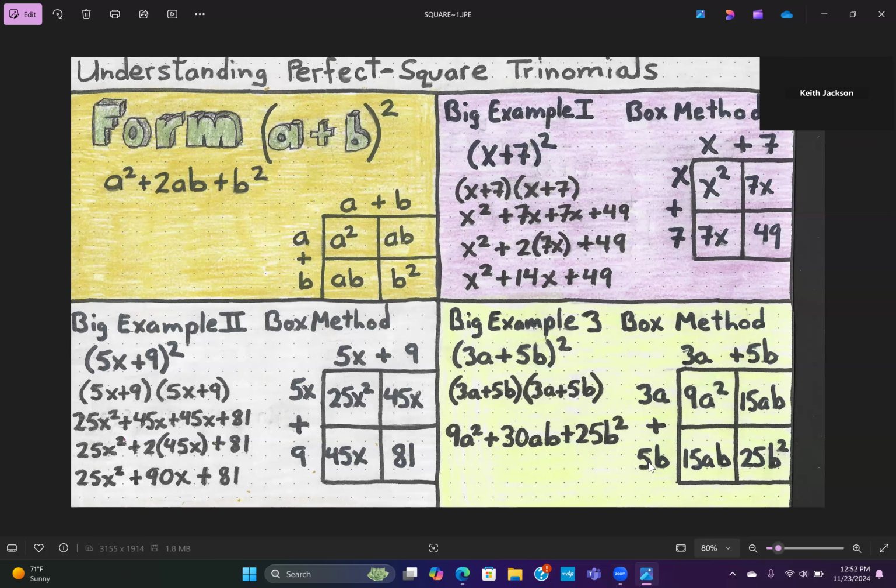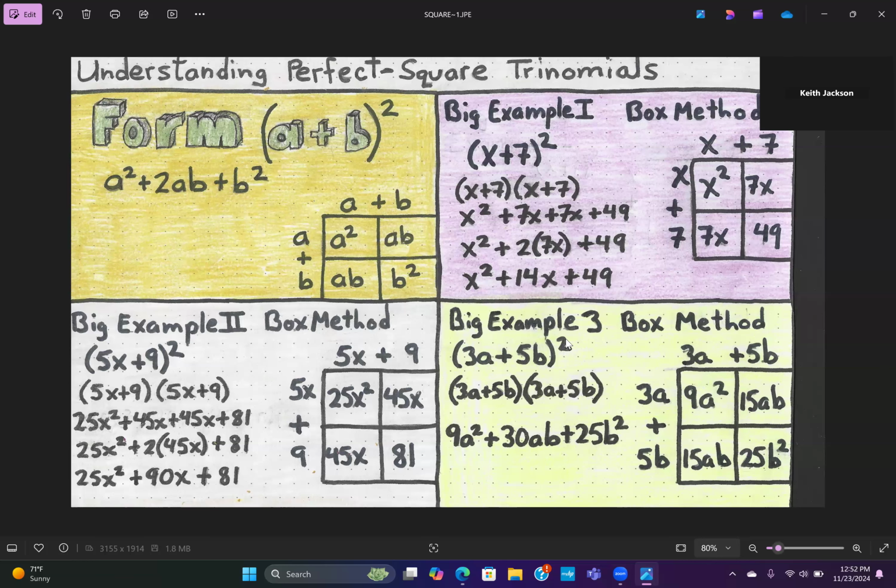And then finally, 5b times 5b will give us 25b squared, knowing that our 9a squared will be right out front. 15ab plus 15ab will give us our 30ab. And then finally, we're going to put 25b squared as our remaining monomial right here. And so our perfect square trinomial for example 3 is 9a squared plus 30ab plus 25b squared.